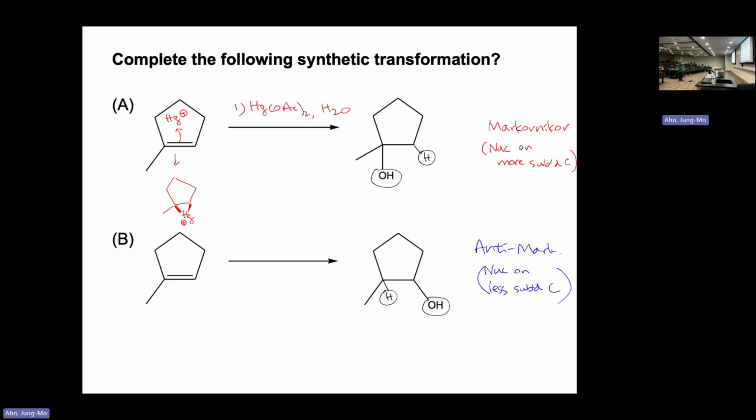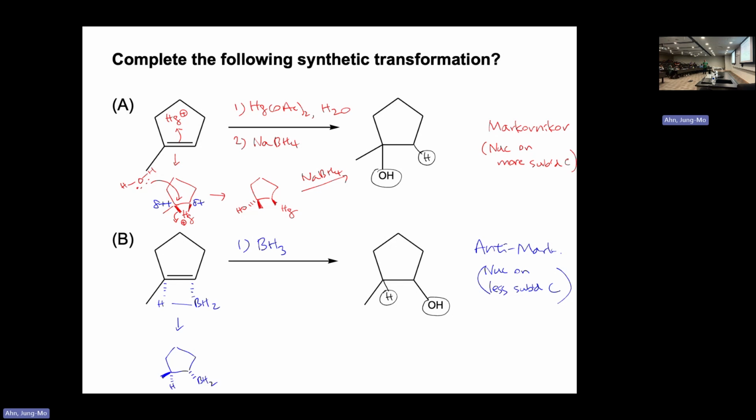Showing you the mechanism, mercuric acetate makes a bridged ion, just like this. Water attacks the more substituted carbon, because the more substituted carbon carries more positive character. The water attacks from the opposite side. Mercury goes the other way, and then mercury is replaced by the hydride from sodium borohydride. Then you get these products. I didn't really show the stereochemistry, but it wasn't needed anyway.